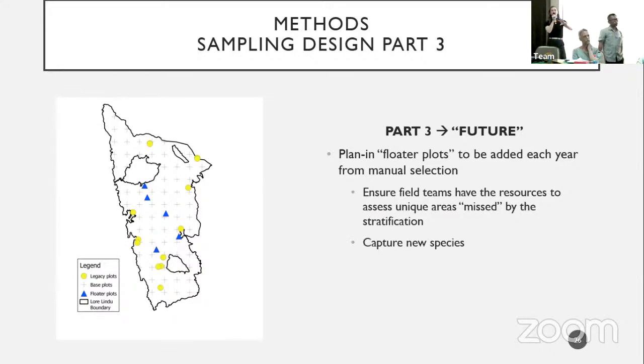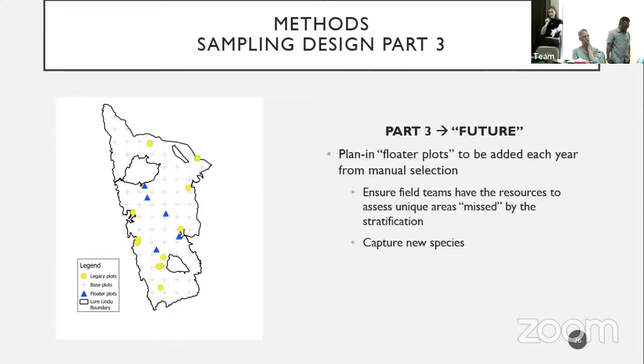Okay, great. So now we have part 3, which is the future. The idea here is that we would plan in what I'm calling at this moment floater plots. As I mentioned a few minutes ago, imagine that the field teams are going out to these permanent observation plots. And on the way, they see a part of the forest that is completely new and somehow was not captured in the stratification.